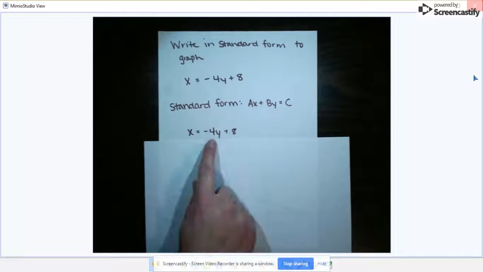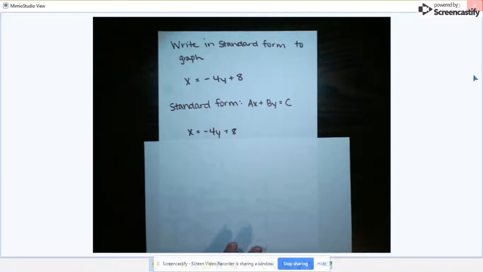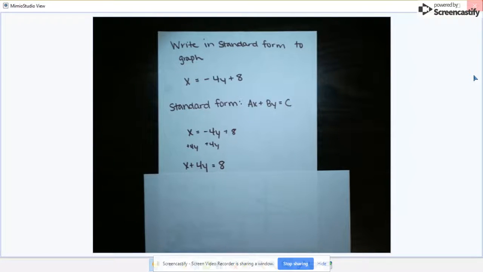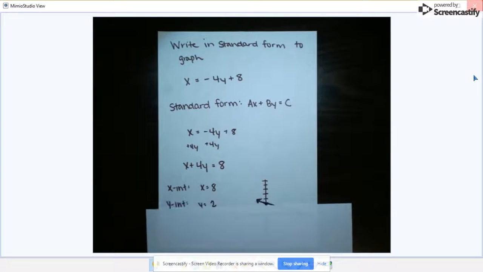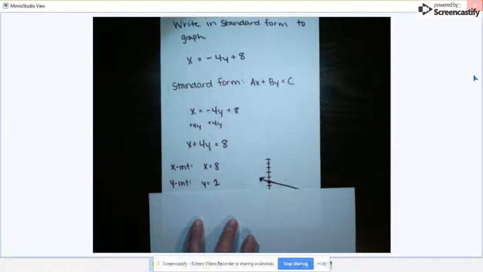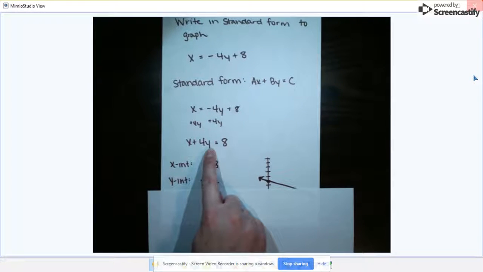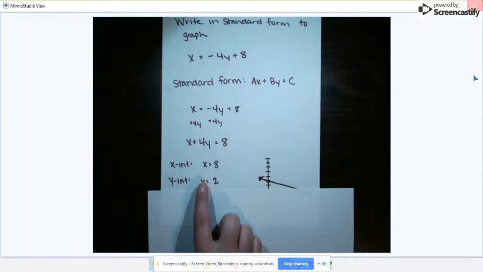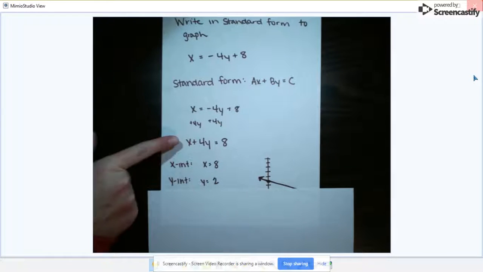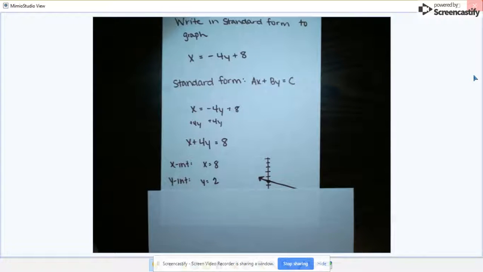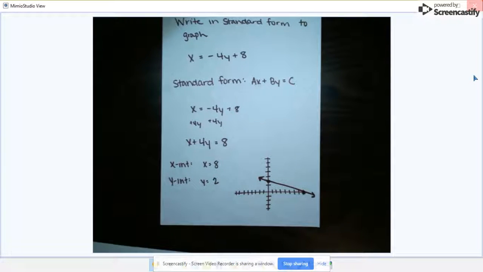First, we're going to add this 4y to the other side. That gives us x plus 4y equals 8, and that looks like ax plus by equals c. So this is now in standard form. And now we can find our x and y intercepts. Remember, you're plugging 0 in for the opposite variable. So x-intercept, we're plugging 0 in here. We get x equals 8. Our y-intercept, we'd plug 0 in for x. So we'd have 4y equals 8, and that means y equals 2. And then we can graph, and there would be our graph.